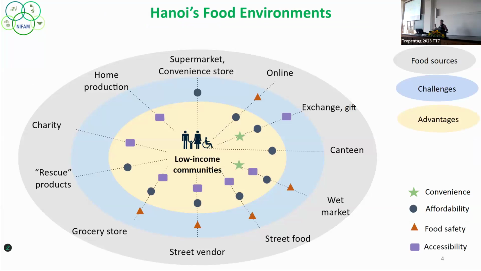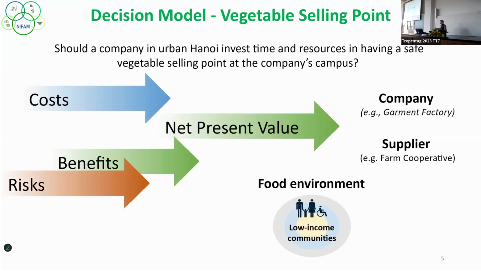In her work, she went together with community members. We had an iterative series of sessions to try to understand what are local perceptions of food environments, how do they function, what are the challenges. Based on this discussion, we formulated an overview of how the food environments look for these low-income communities, these people who work in these factories. We formulated a decision model related to one intervention that was identified with those same groups of experts.